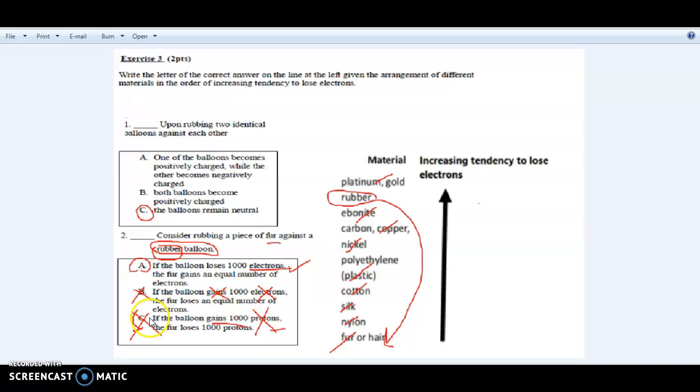They lose. In C, the balloons gain 1,000 protons. Protons are not gained nor lost electrostatically, so it is not correct to mention protons. Protons are not particles involved in the charging process. So we are left with A. If the balloon loses 1,000 electrons, the fur gains an equal number of electrons. This is true. Because the rubber has more tendency to lose electrons, the balloons are going to lose the electrons, and the same number should be gained by the fur.